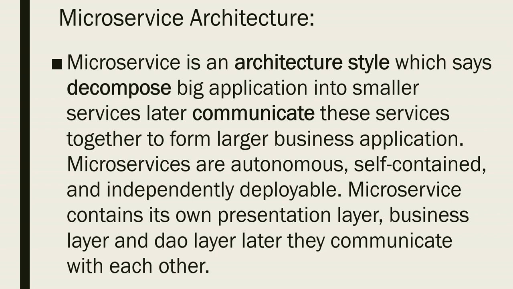In a monolithic application, we see a presentation layer, business layer, data access layer, and data layer. There are a total of four layers. Like that, each microservice contains its own presentation layer, business layer, and data layer. Later they communicate with each other layer-wise also. We will see the monolithic approach as well as the microservice approach diagrammatically.